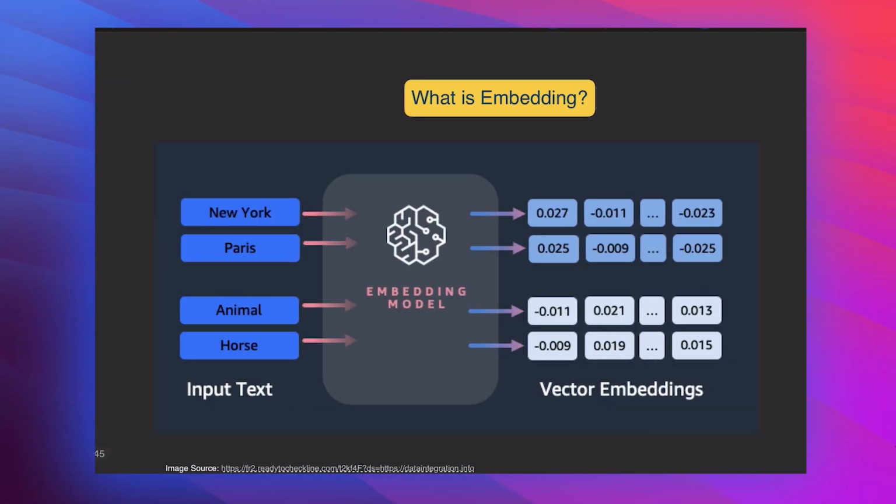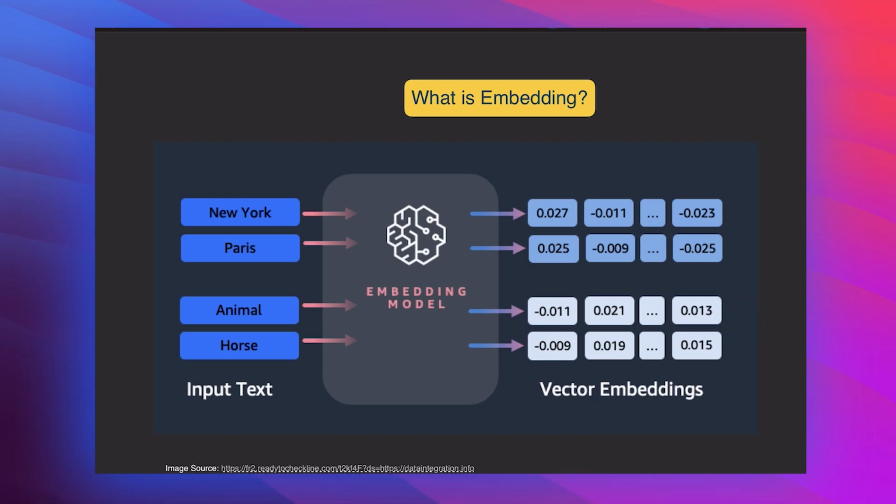You might be thinking, what is this embedding? Let's get into it. These embedding models create a vector representation of a piece of text. For example, New York is represented with these numerical vector embeddings. This is nothing but a representation of New York in a high dimensional space. These are the coordinates required to point to New York in that high dimensional space. Paris is represented with these coordinates, and animal and horse are like this.